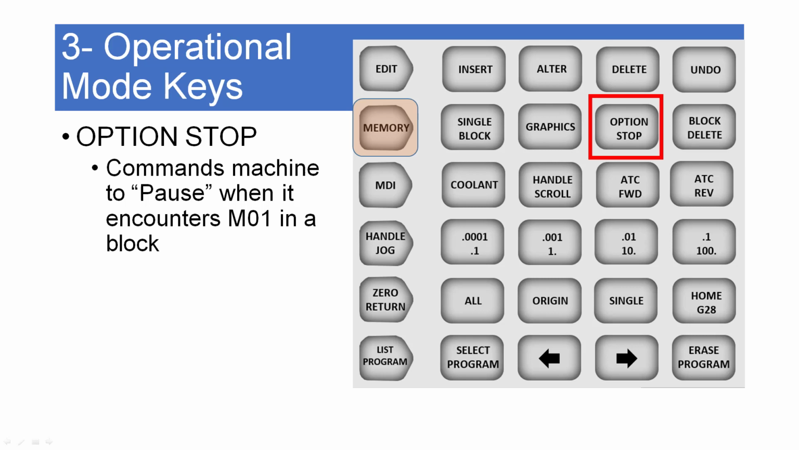Option stop tells the machine to stop motion whenever it sees an M01 code, and the option stop key toggles this feature on and off with each press. It is a useful way to build pauses into your NC program and to verify tool changes or other operational checks. When the option stop is off, the machine will ignore all M01 codes and continue operation uninterrupted. When option stop is toggled on, you'll see the option stop icon appear in the lower left corner of your display.